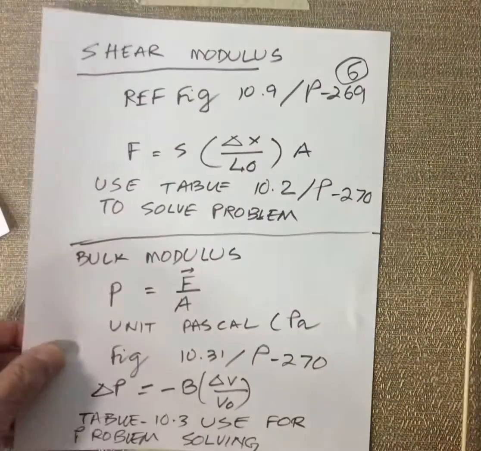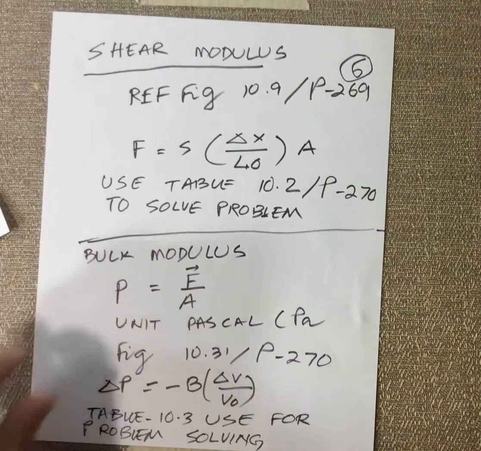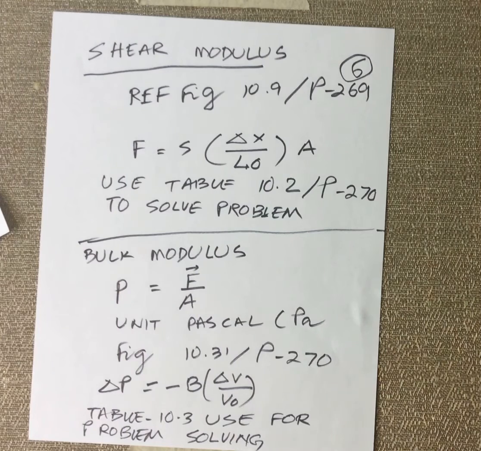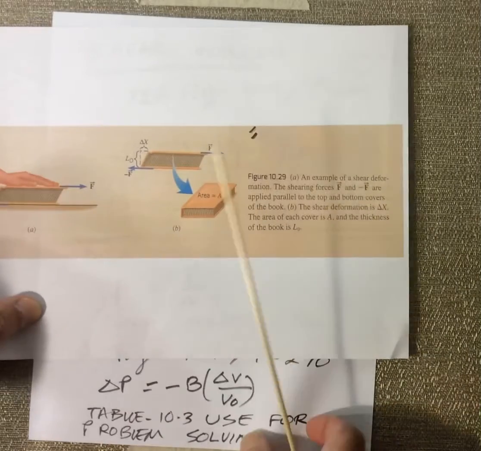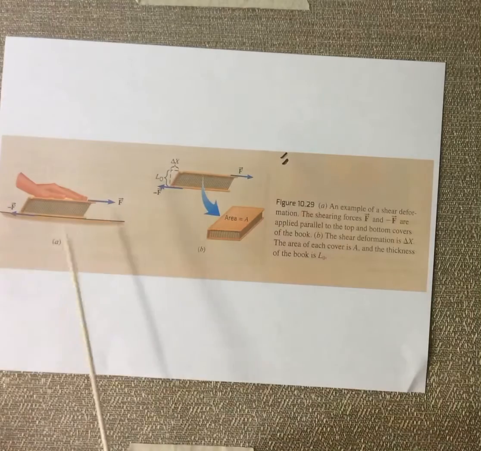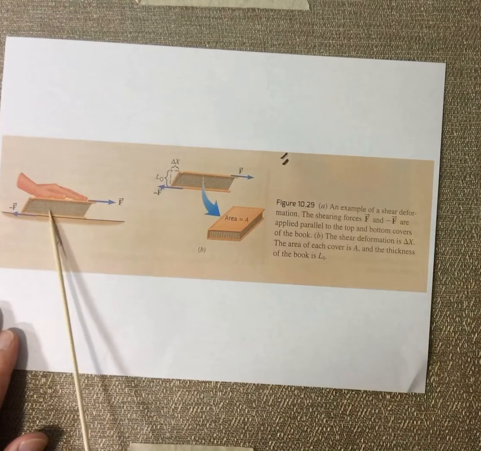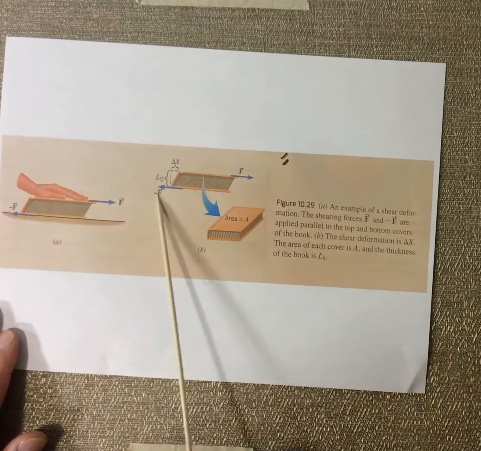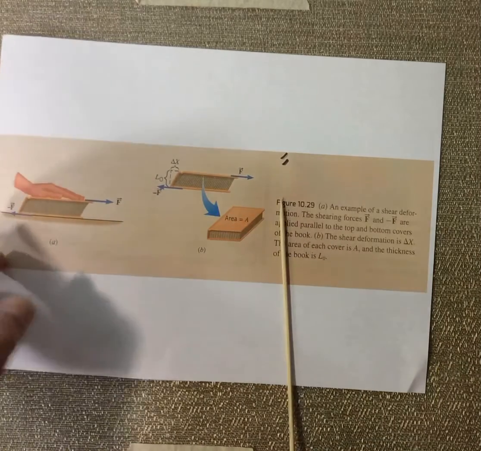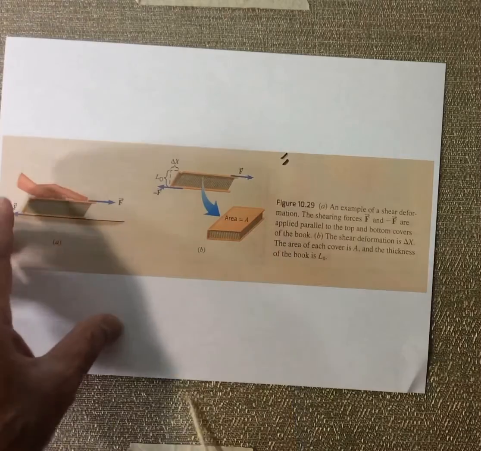Now, shear modulus is something like this. Let's say you have a book. You are applying force on the top. The bottom layer remains the same. It slides layer by layer. So this is an example of shear modulus. And we have also one equation here.